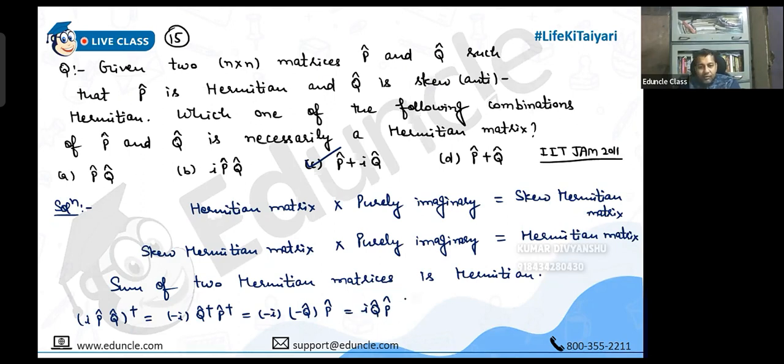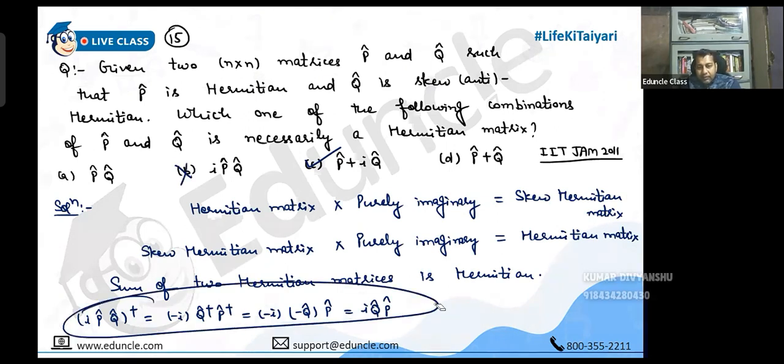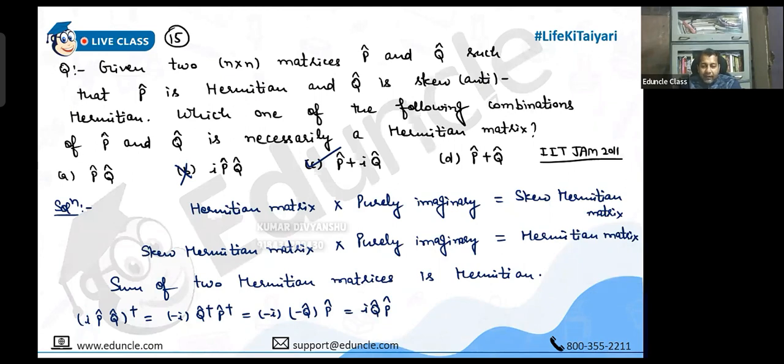Clear? So how can you say that it is iota PQ? Because matrix multiplication is not commutative. PQ is not equal to QP. Remember, they are not the same thing in general. So that's why this is wrong. And similarly, you can check the rest of the options by taking the dagger. If it comes out to be the same, then it is Hermitian, and if it is the negative of it, then it is skew Hermitian.